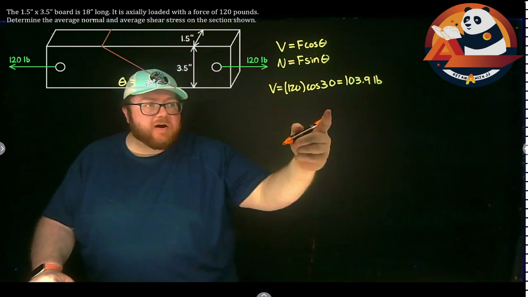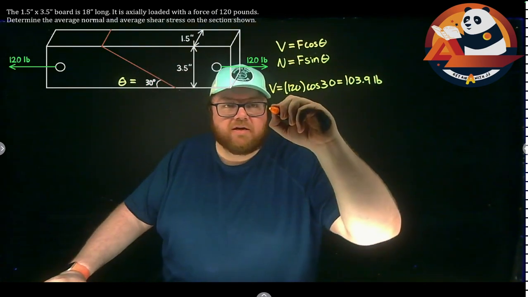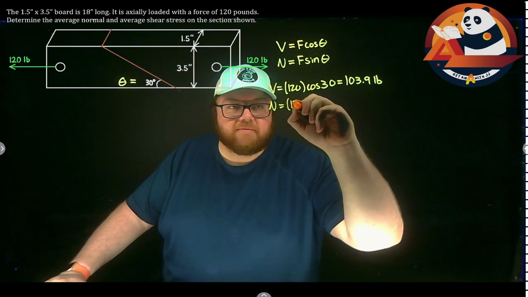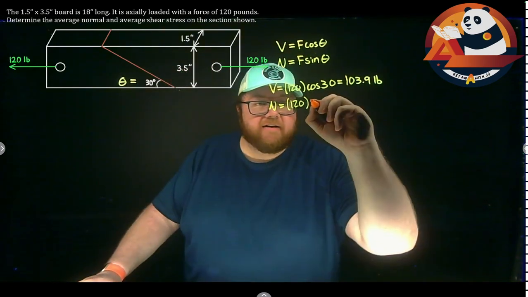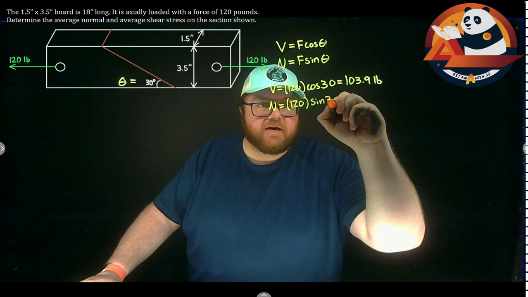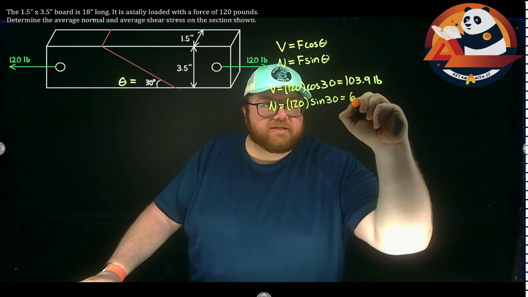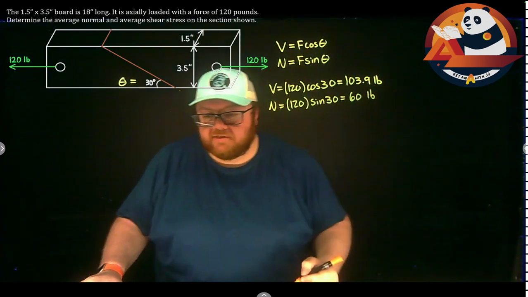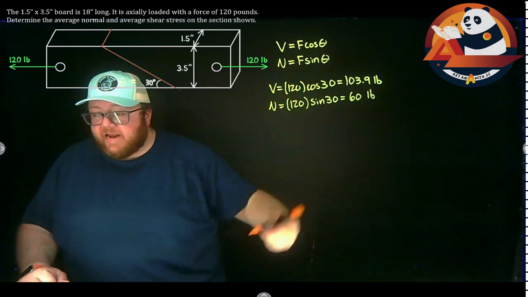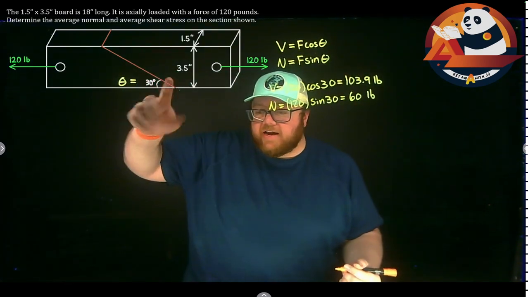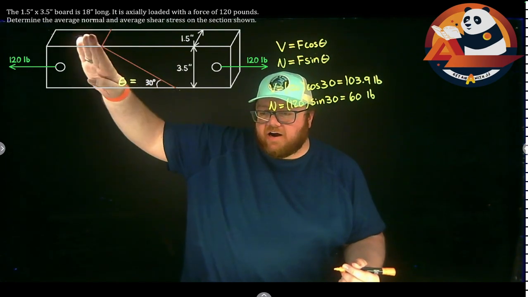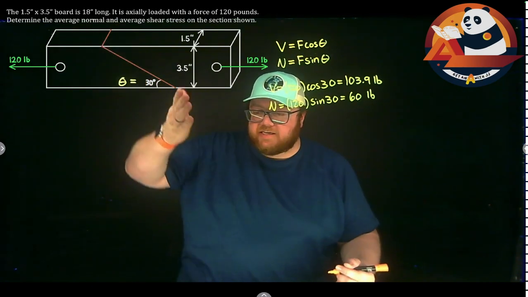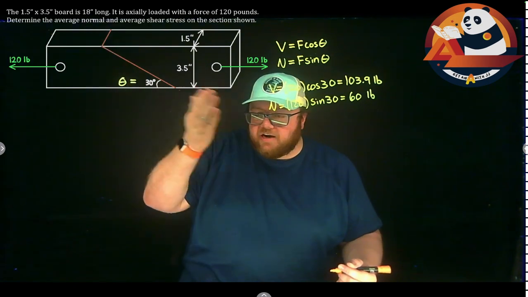My second one that I want is my normal force. My normal force should again be my tension, 120, times the sine of 30, or this is 60 pounds. With those two known, I need to get my area for this. But that area isn't just a straight up and down cut. I need the area exposed. When I actually slice this, I have a cut that goes at a 30-degree angle.